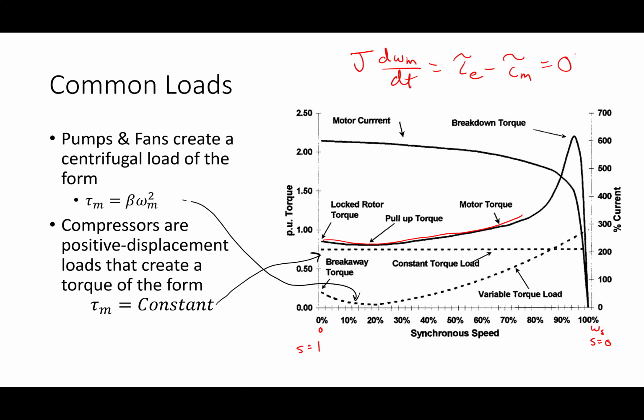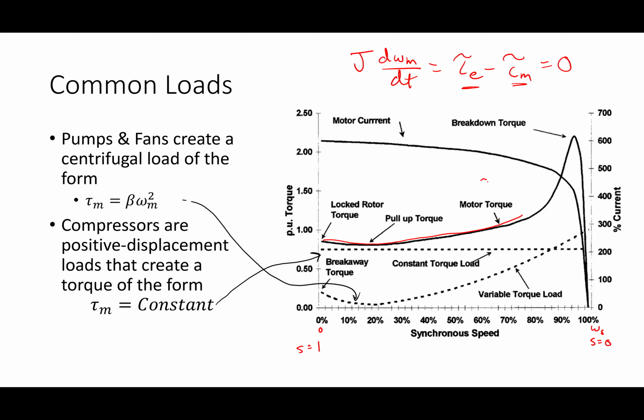They're equal. And what's that mean about the speed of the machine? If the net torque is 0, speed is constant. This thing's not accelerating or decelerating. It's found a happy operating point. So where does that happen? Well, that happens wherever the mechanical torque and the electrical torque are equal.